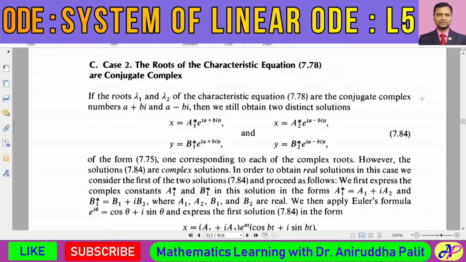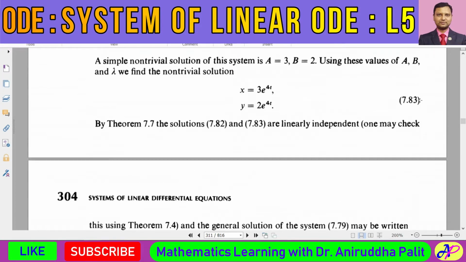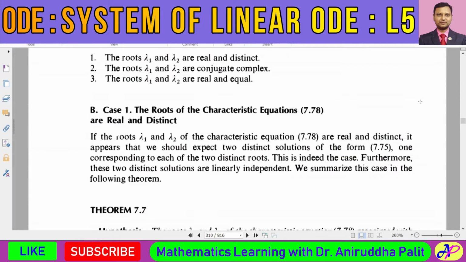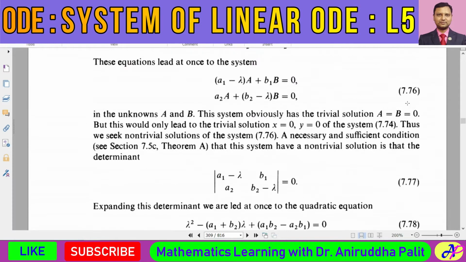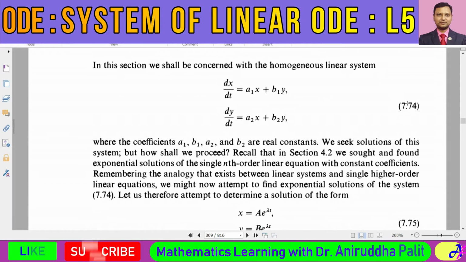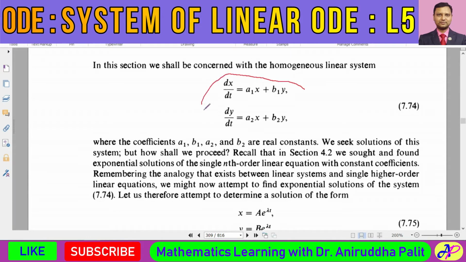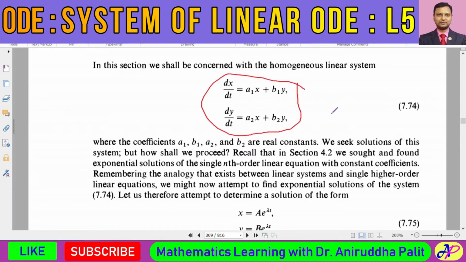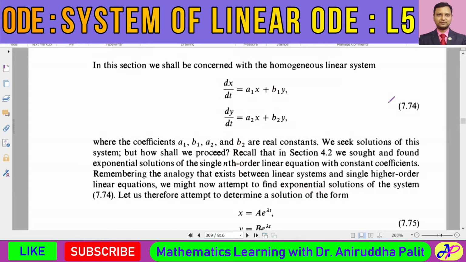Hello everybody. In the previous class, we discussed, with this kind of result, the characteristic roots of this system. When the characteristic roots of this system were real and distinct, we discussed an example of that case, that is, how to find the general solution of this kind of system.